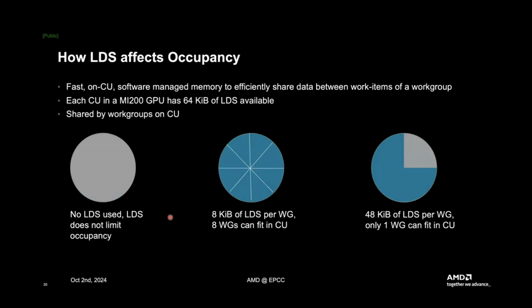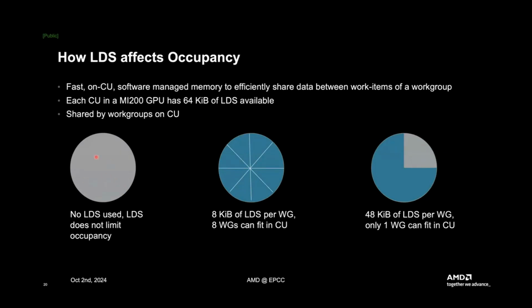But in MI200 and MI300 GPUs, we have 64 kilobytes of LDS available. In 64 kilobytes, you've got to accommodate. It is being shared by all the work groups. Now, depending on your work group size, and depending on how much LDS is required by each work group, we will be able to schedule that many work groups.